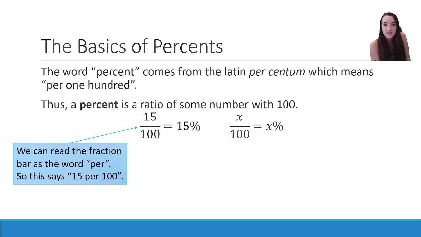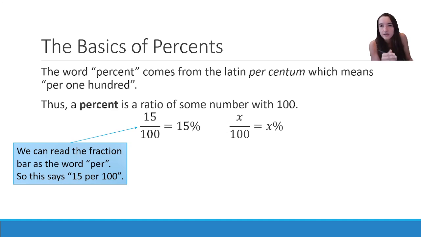The word percent comes from the Latin per centum, which means per 100. Thus, a percent is actually a ratio of some number with 100, and a ratio just basically means a fraction. So 15 over 100 can be read as 15 per 100. The fraction bar can be read that way. We're going to talk about that a little bit more later. But 15 per 100 is 15 percent. So x per 100 will then be translated to x percent.